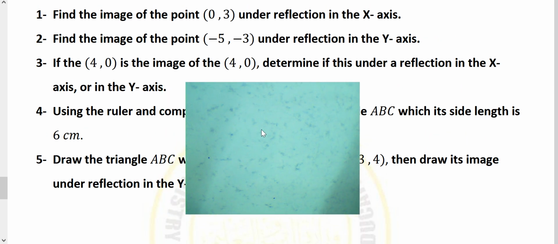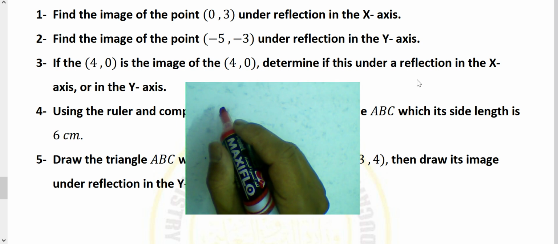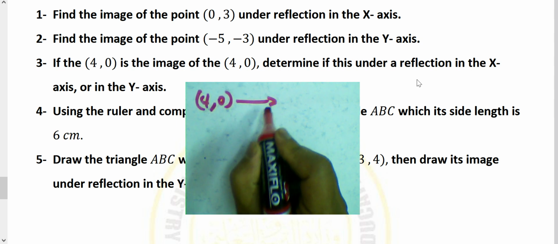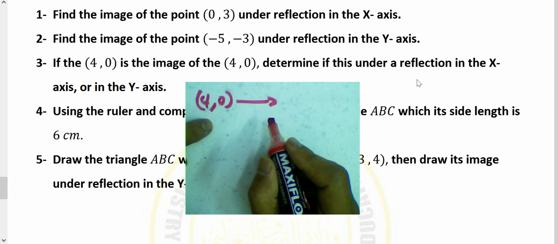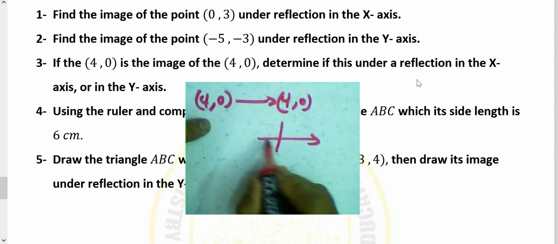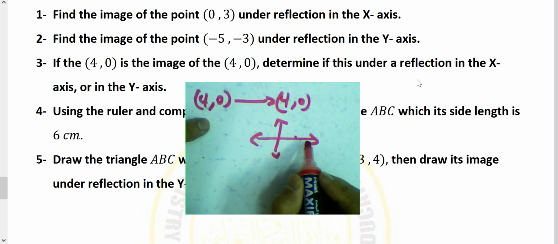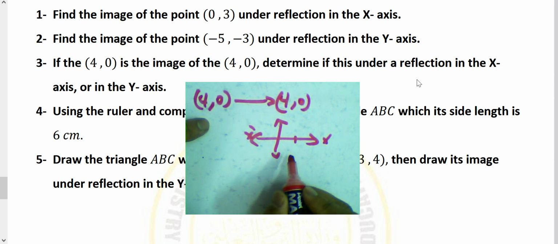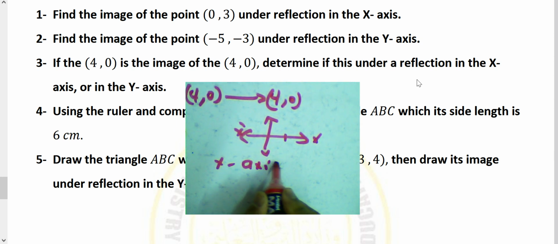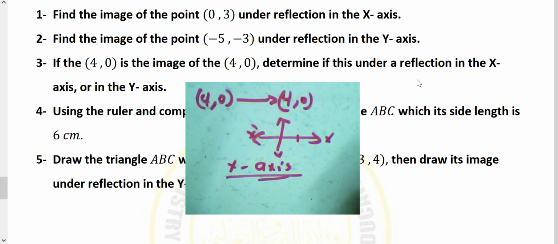Next question. The point 4 and 0 is the image of the point 4 and 0. Determine reflection in x-axis or y-axis. We have 4 and 0 here. The image is the same because 4 and 0 lies on the x-axis. Any point that lies on the x-axis, the image will be the same.